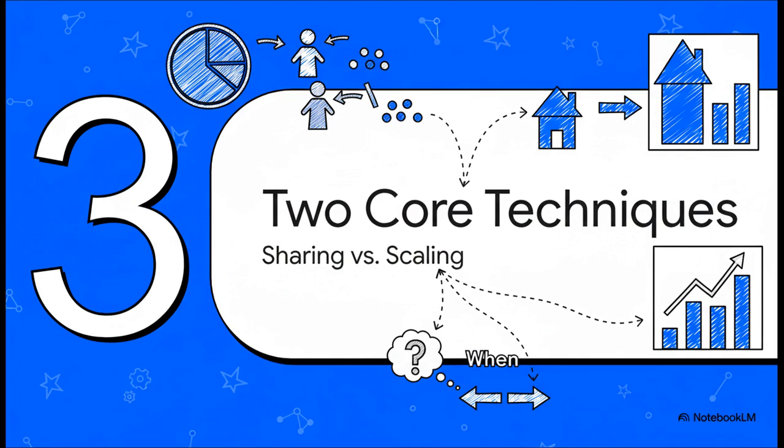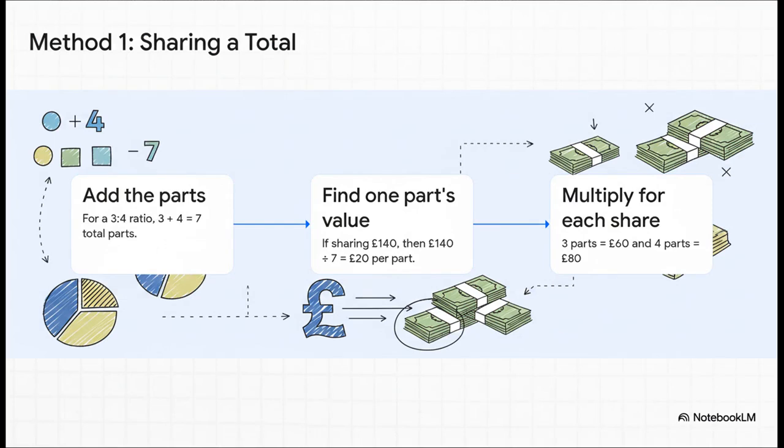Okay, so now that we've got the basics down, you need to know that there are really only 2 main ways to solve pretty much any ratio problem. And the real secret isn't just learning the methods, it's knowing when to use each one. Let's break them down. First up, we have the sharing method. You'll use this one whenever you have a total amount that you need to split up.